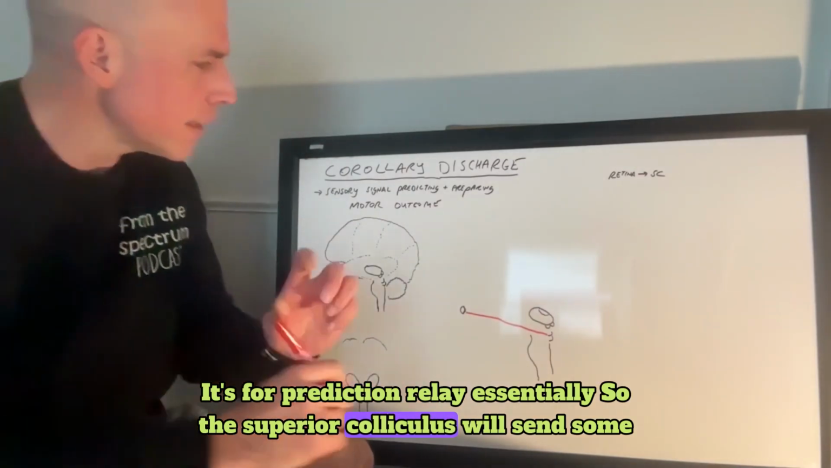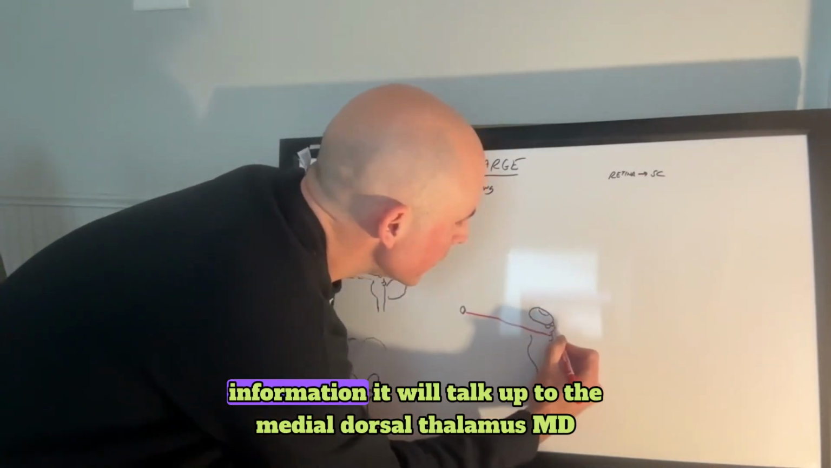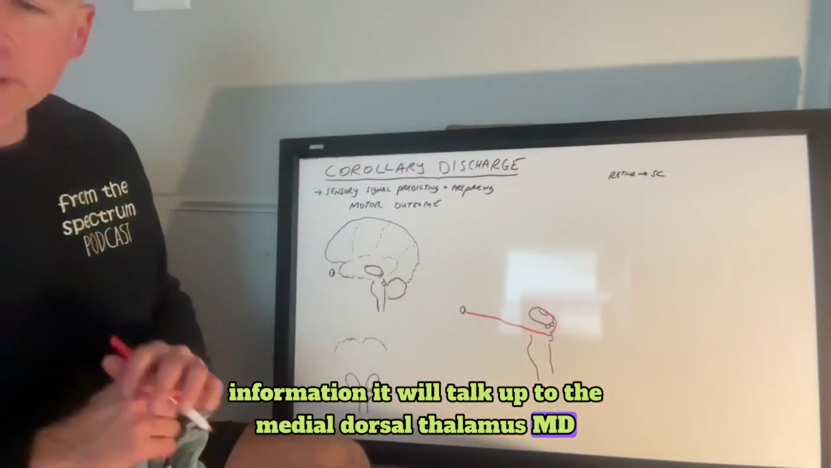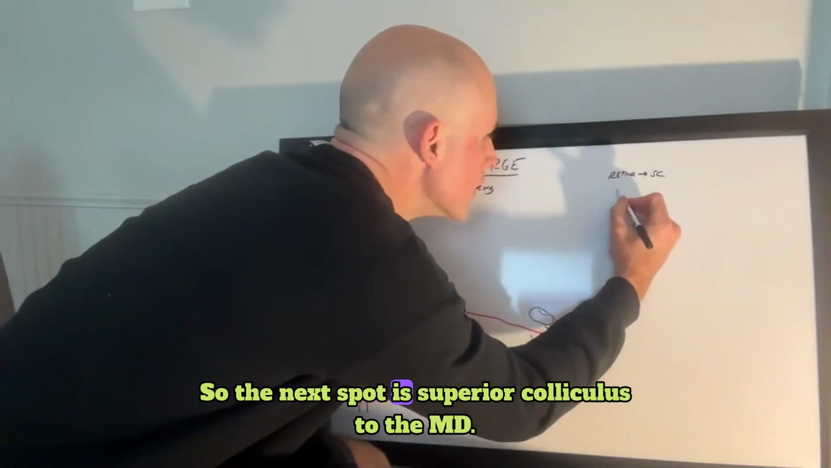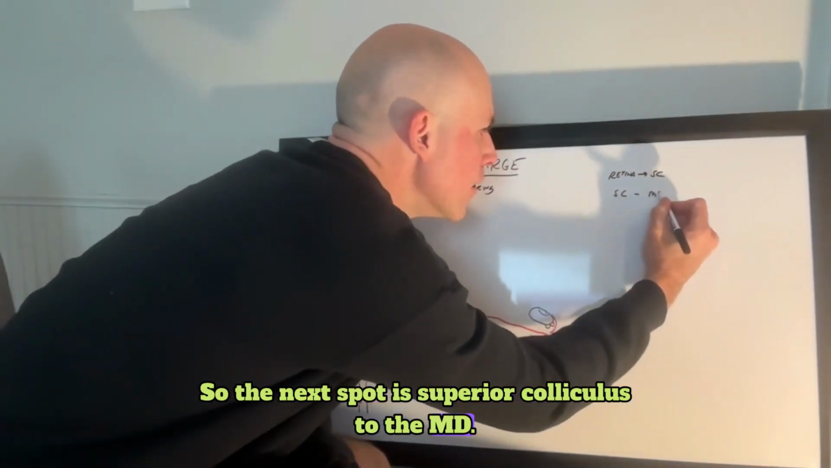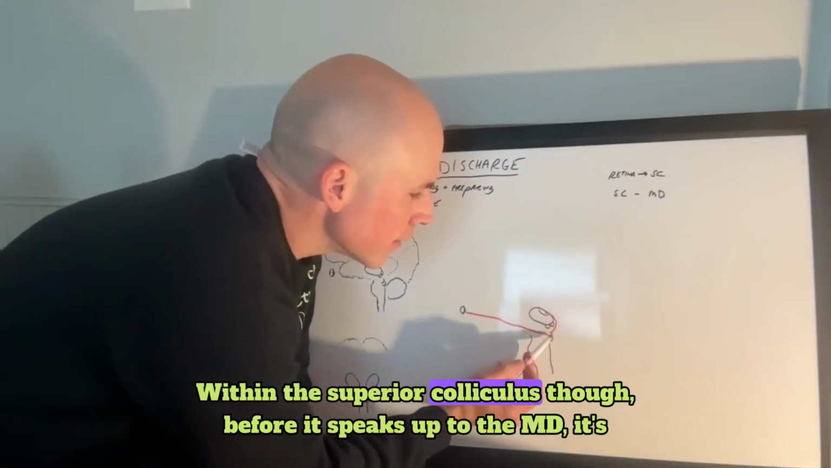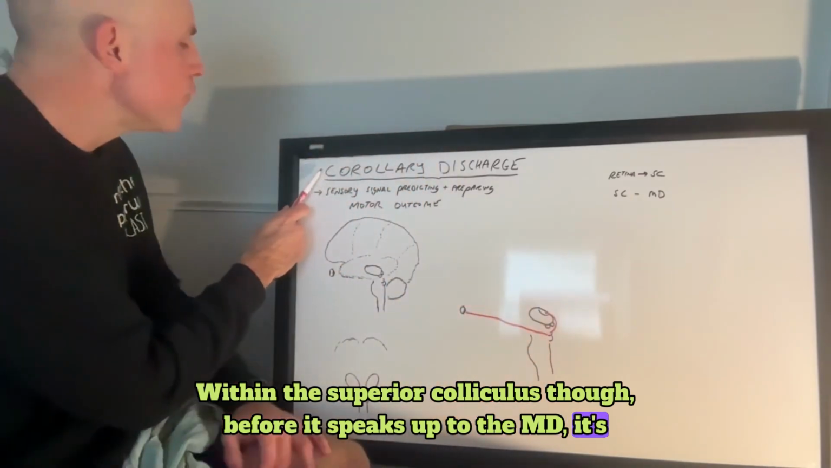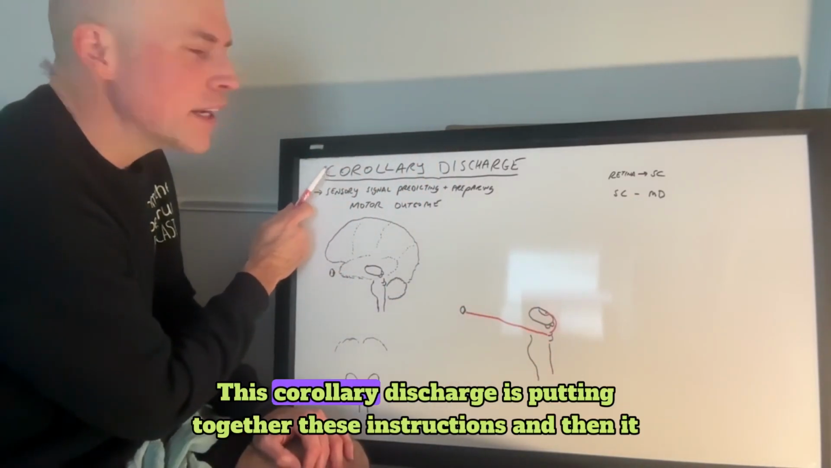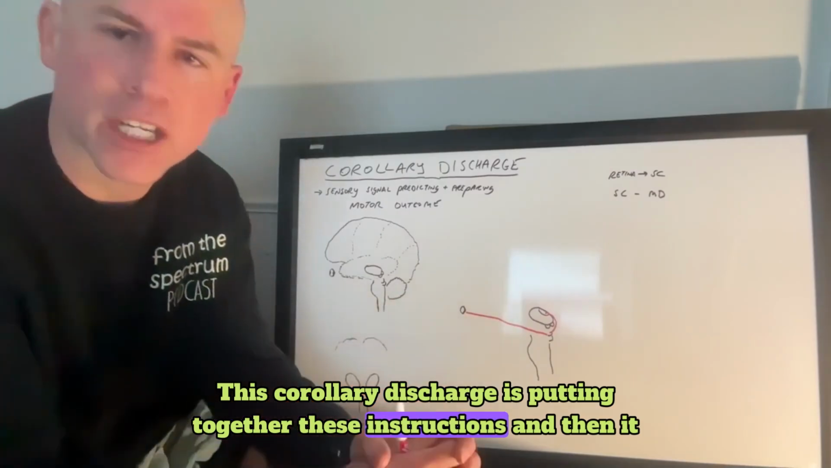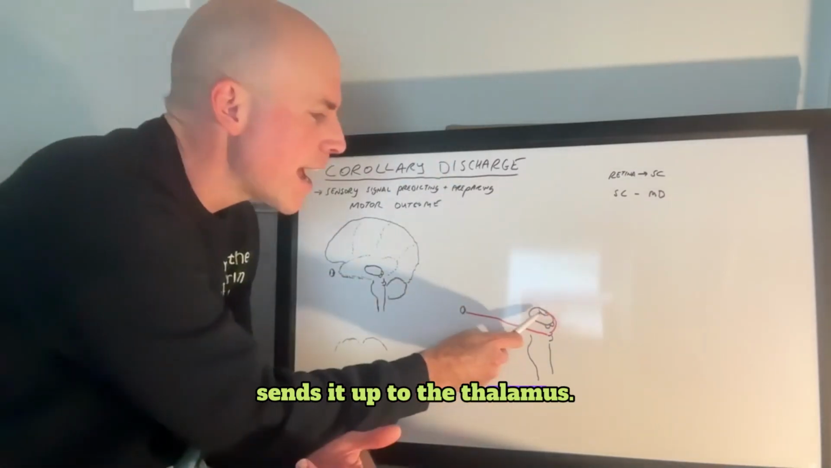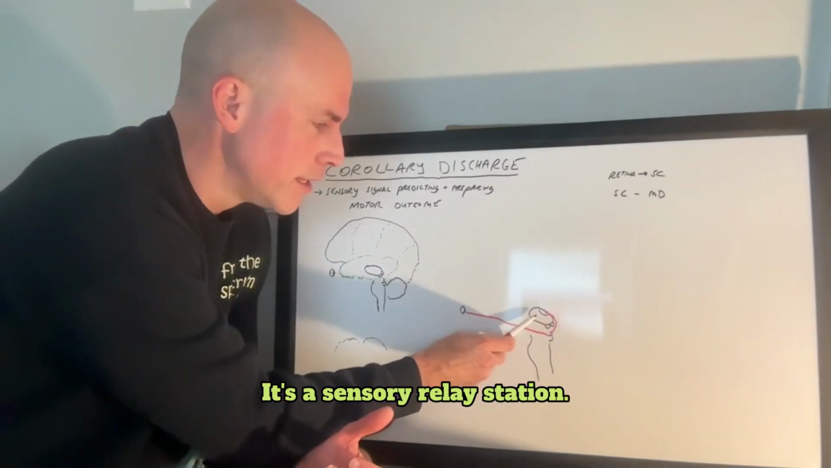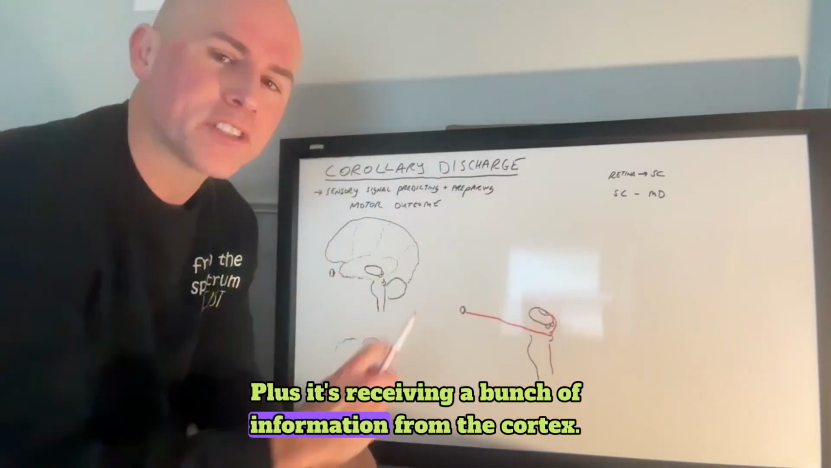So the superior colliculus will send some information. It will talk up to the medial dorsal thalamus, MD. So the next spot is superior colliculus to the MD. Within the superior colliculus, though, before it speaks up to the MD, it's formulating a map. This corollary discharge is putting together these instructions, and then it sends it up to the thalamus. Remember, the thalamus is a workhorse. It's a sensory relay station. Plus, it's receiving a bunch of information from the cortex.